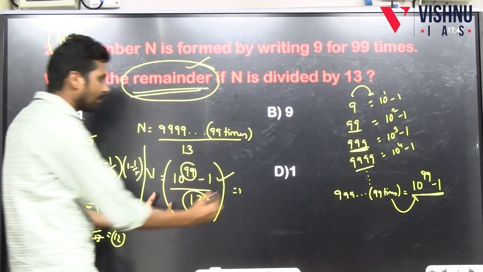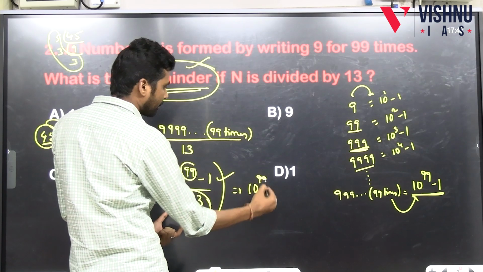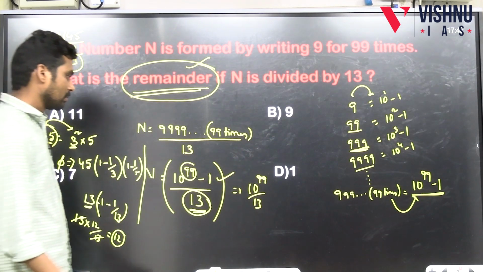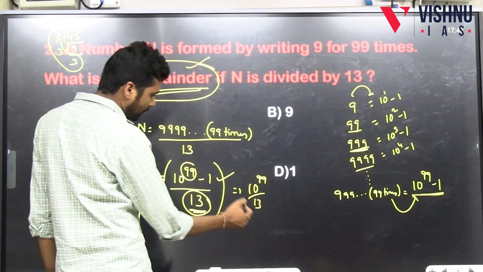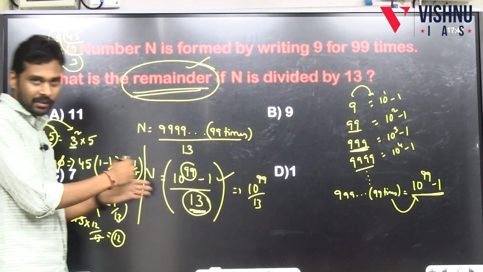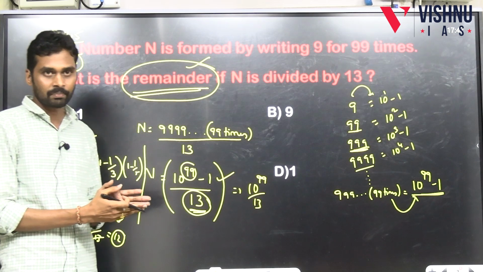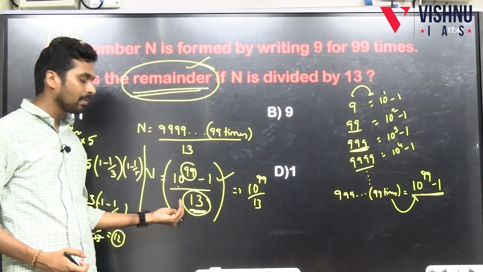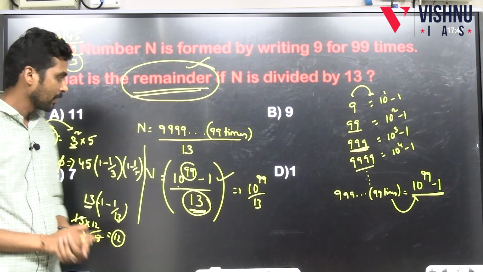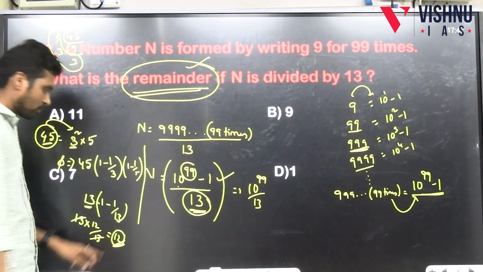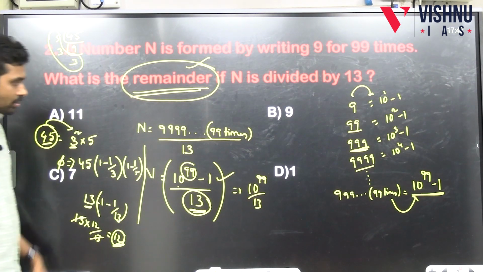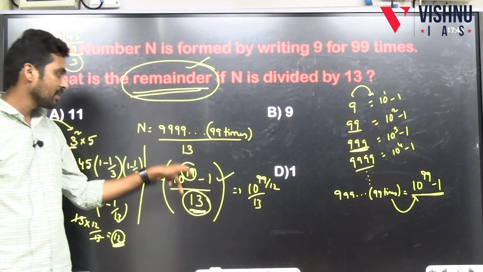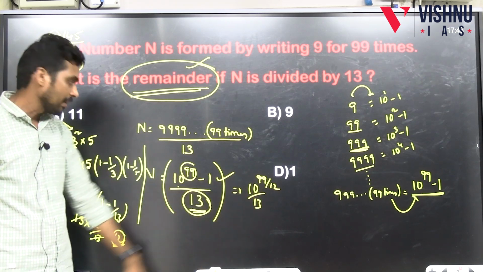Take first 10 power 99 divided by 13. We can subtract the 1 later. Because the remainder concept applies, you can split these numbers: remainder of 10 power 99 divided by 13 minus remainder of 1 divided by 13. The totient is 12. After getting the totient, just divide the power of this number by the totient, then take the remainder.